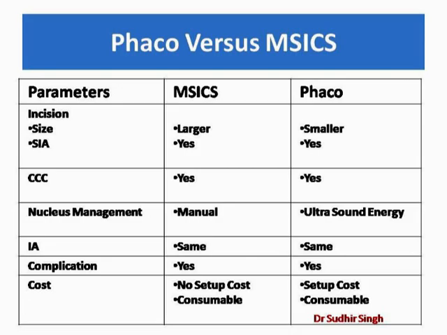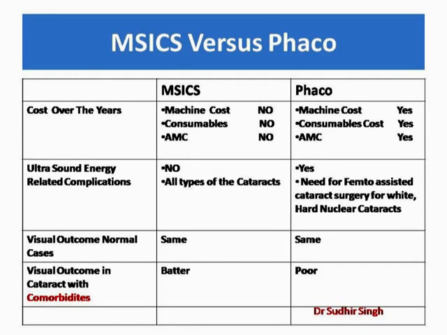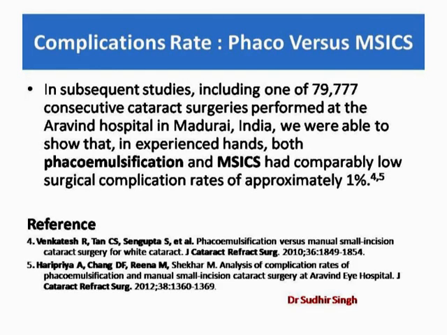If we compare manual small incision cataract surgery with phacoemulsification, manual small incision cataract surgery is faster, economic and has comparable visual outcome in cataracts without comorbidities, while MSICS has better visual outcomes than phacoemulsification in cataracts with comorbidities.